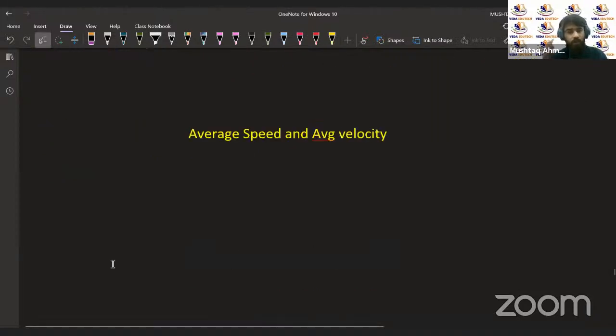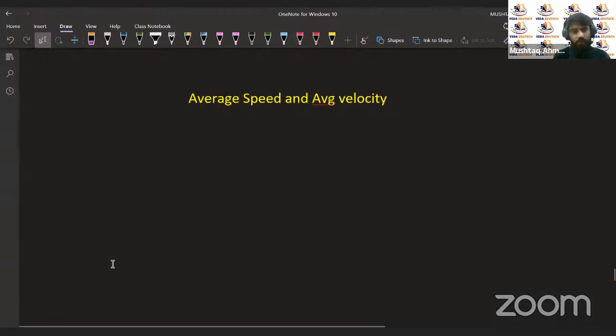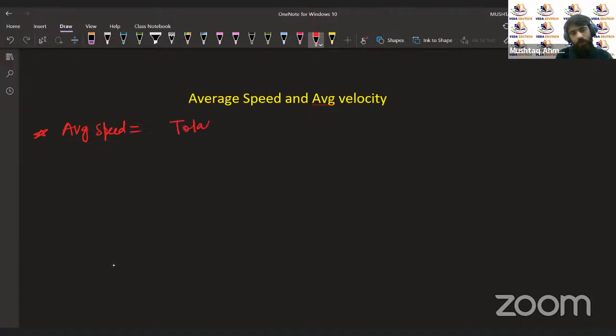Let's try to learn about the average speed and the average velocity. These are two important concepts in mechanics. So average speed is defined as the total path length covered upon total time, right?